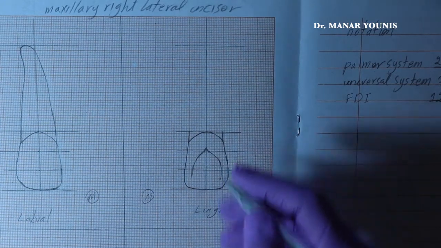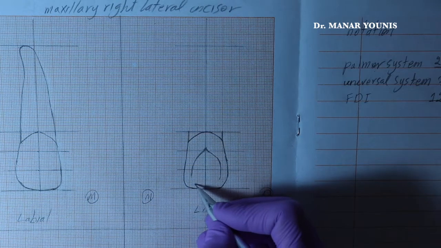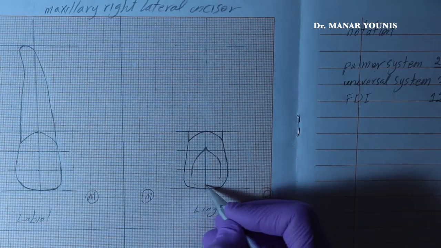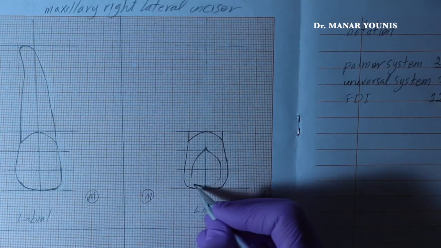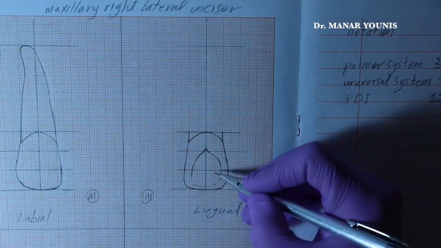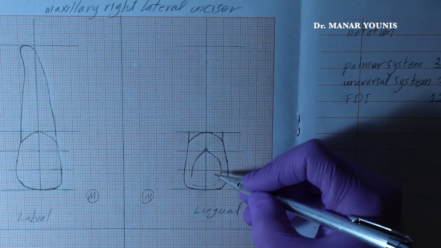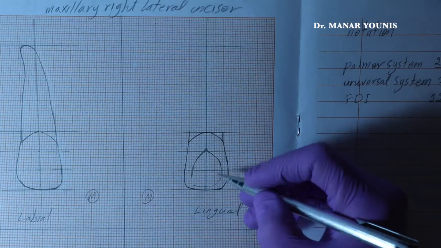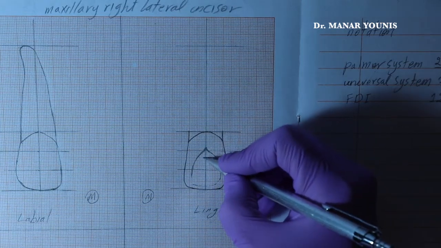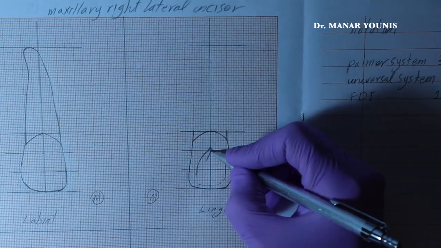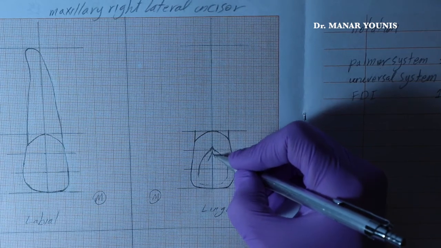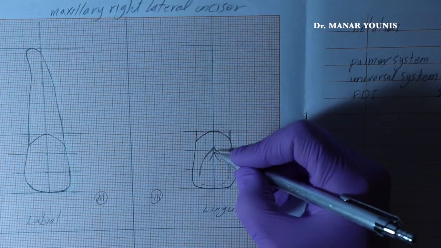We have more developed linguoincisal edge. The lingual fossa is more concave and circumscribed. Sometimes we can see deep developmental grooves in the lingual fossa extending toward the cingulum.